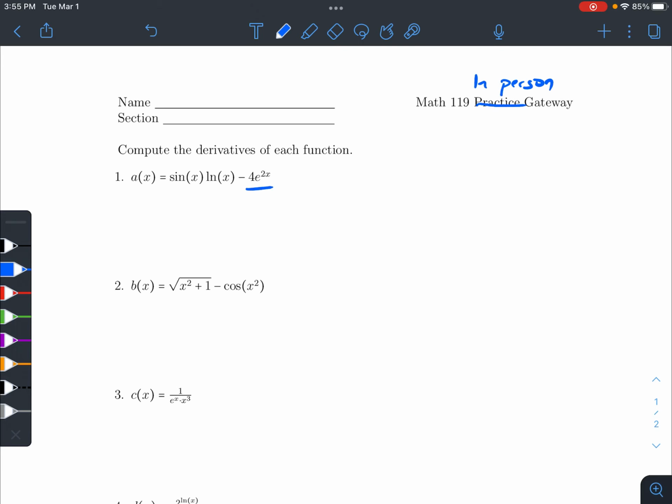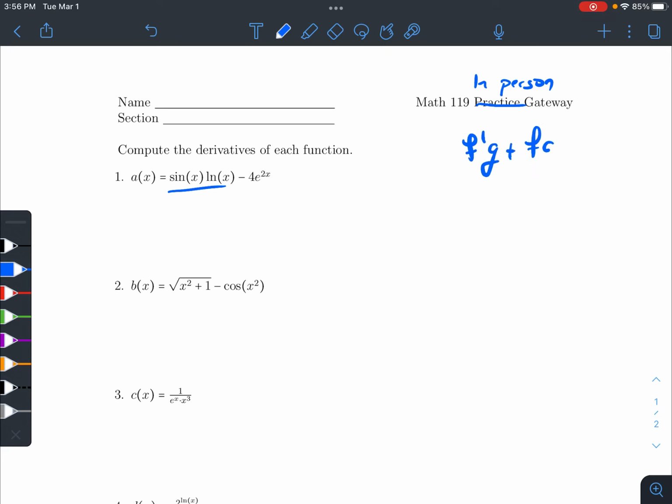have to do a product rule. And then this is being subtracted from this, so I do this derivative separately from this derivative, and then I just subtract those two derivatives from each other. So let's do this one first. It's going to be a product rule.